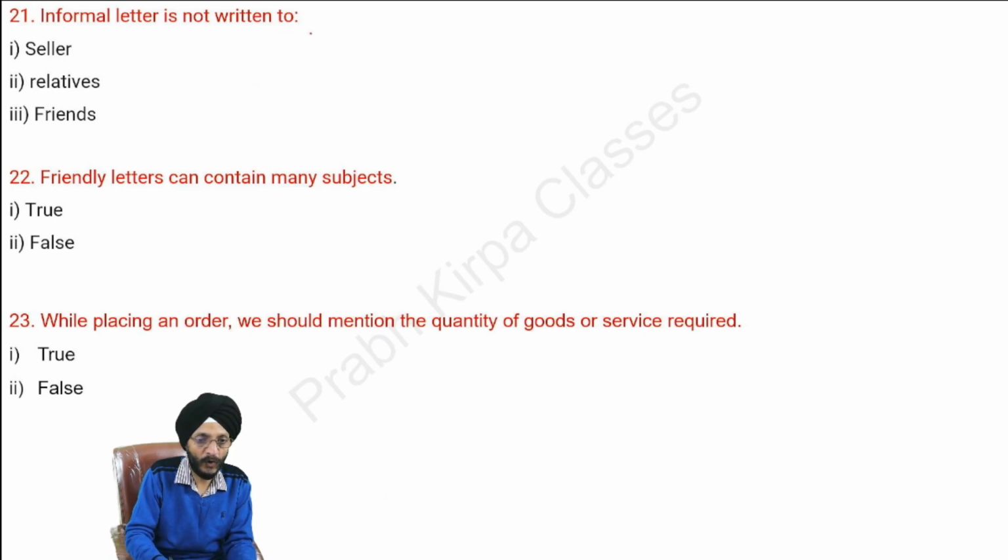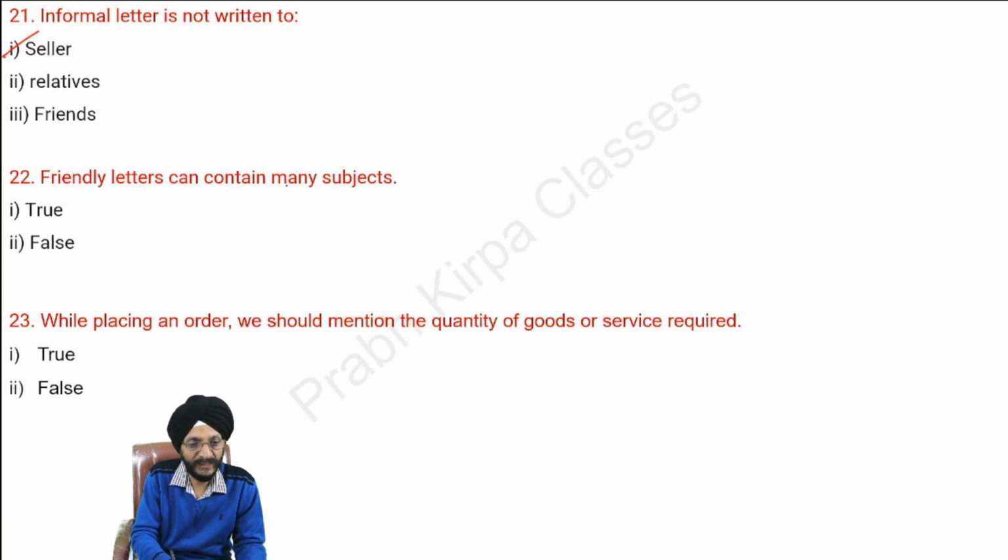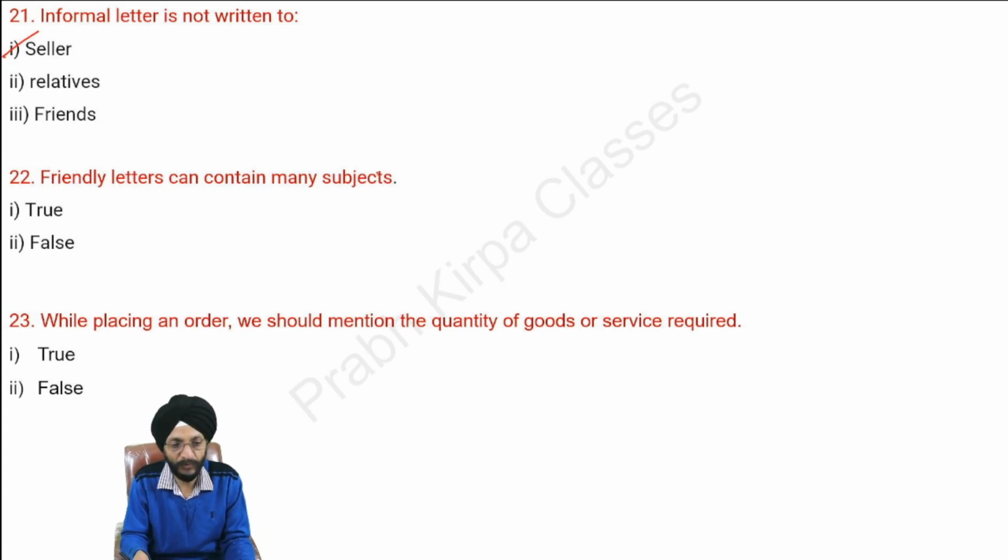An informal letter is not written to the seller. We are writing informal letters to our relatives and friends. Friendly letters can contain many subjects. No, a friendly letter or informal letter does not contain any subject. So the answer is false. Only in the case of a formal letter there is only one subject, and in case of an informal or friendly letter there is no subject at all.